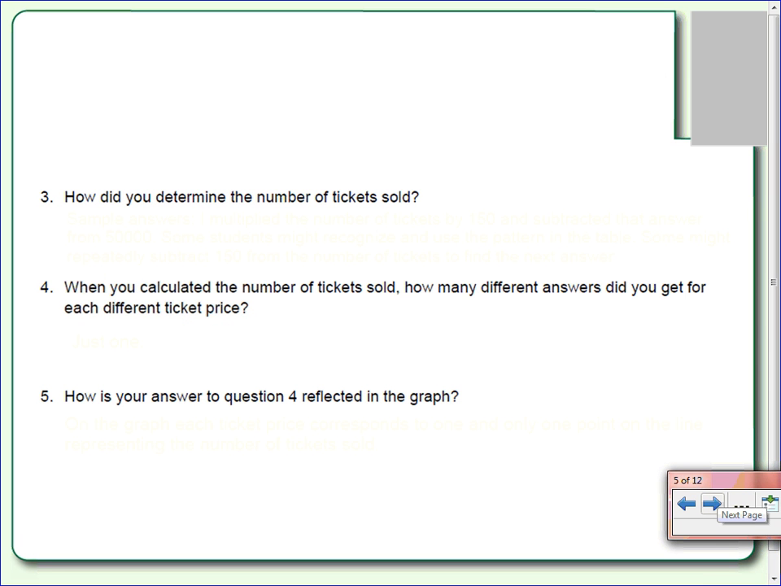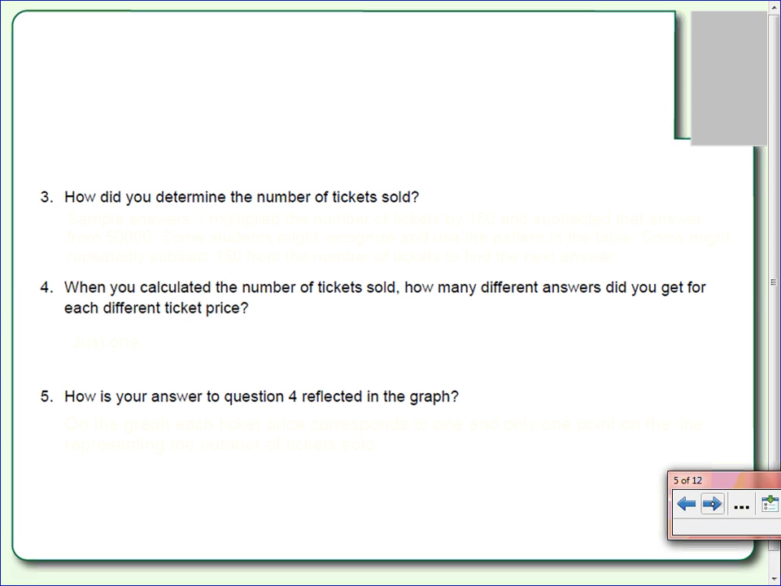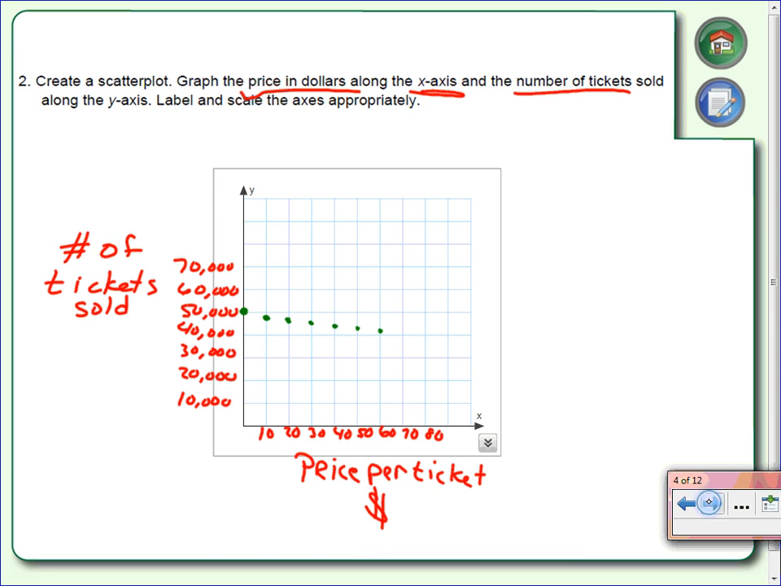Number 3 says, how did you determine the number of tickets sold? Let me come back to the table here. How did we come up with these numbers here? What exactly did we do? We did this process right here. We always did the same process. So the question is, what is that process?